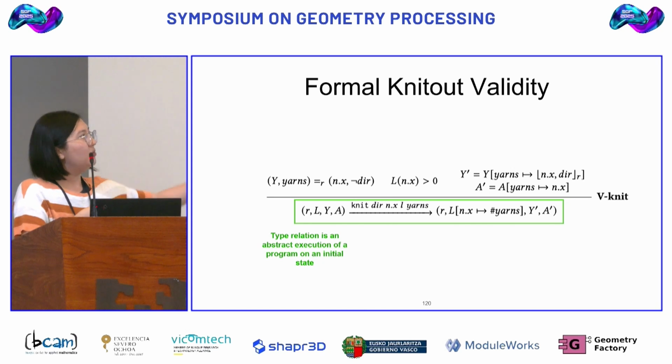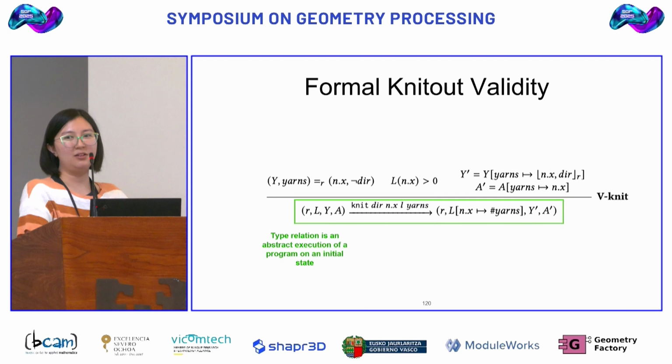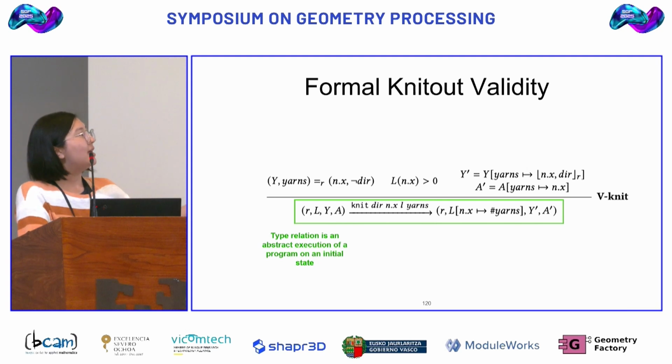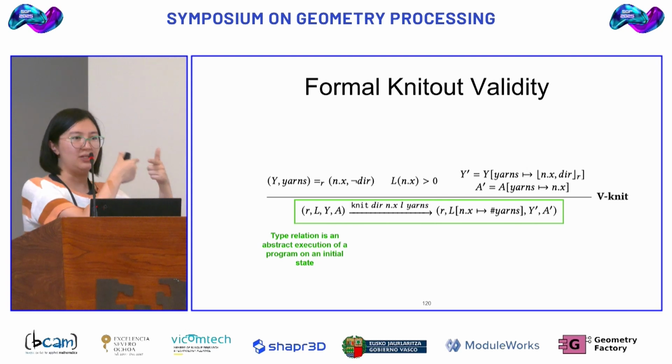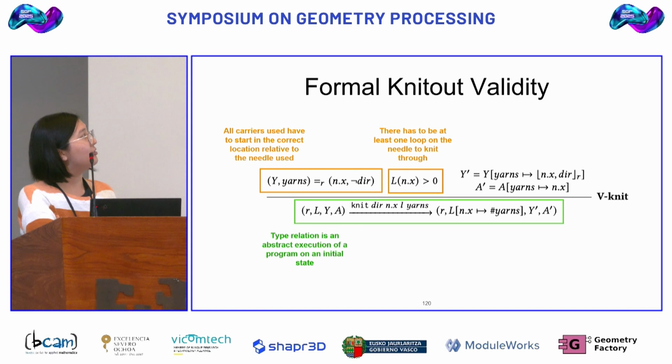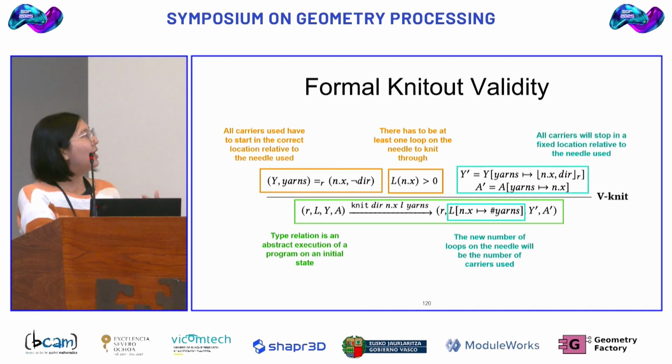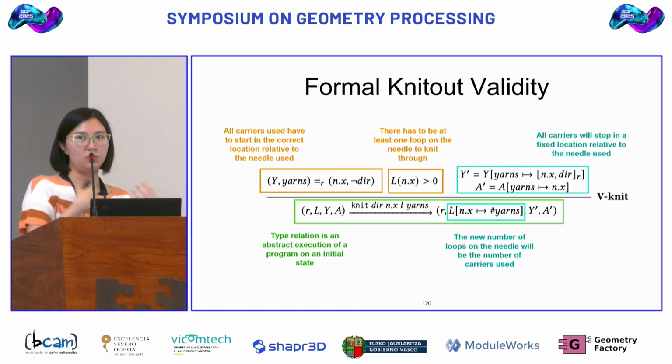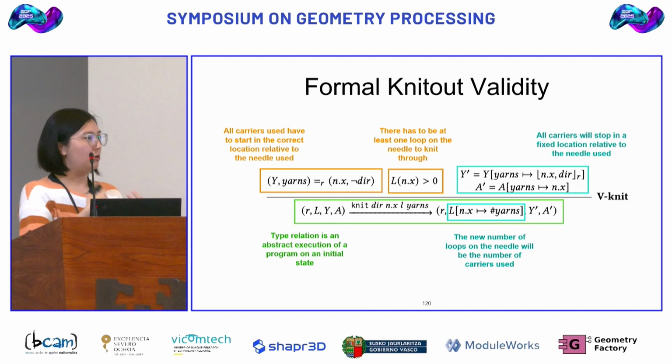So there's a lot of variables and math on this slide that you should not worry too much about trying to understand. All you really need to take away from this is that we have this type relation where you have some initial state, you have a program snippet that you call on that state, and then you have some end state, where in order to be valid, there's some set of preconditions that must be true. So you need your carriers to all be in the right place, you need your needles to have loops to knit with, and then once you've executed this operation, you'll result in some known end state. So you know where your carriers will stop, and you know the new number of loops on your needle.